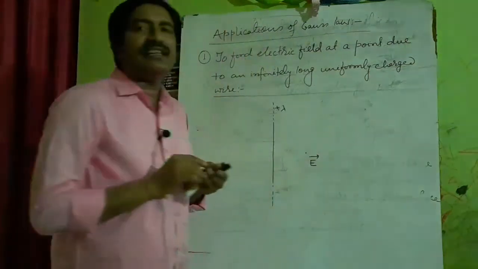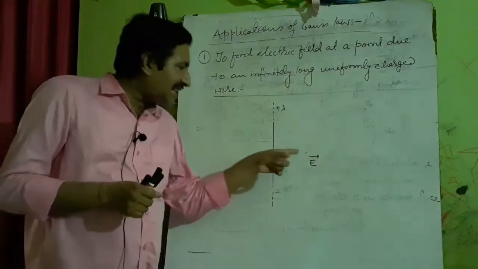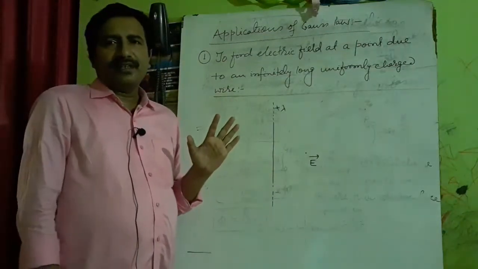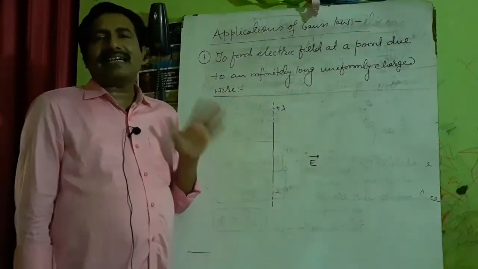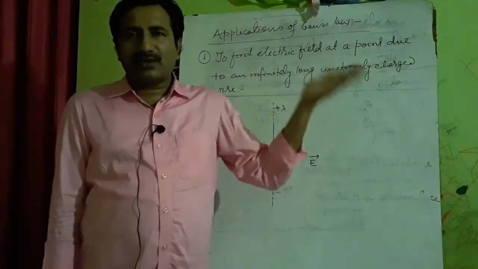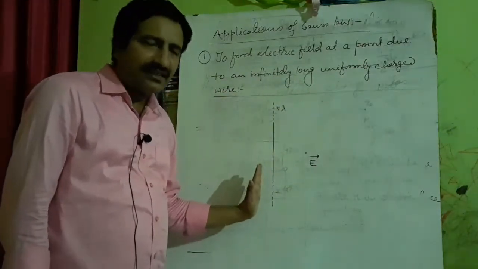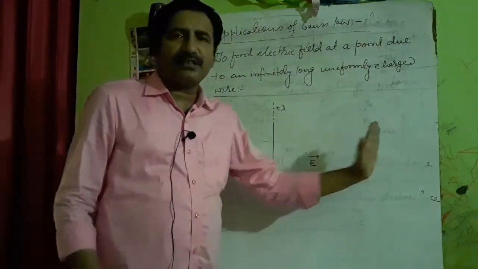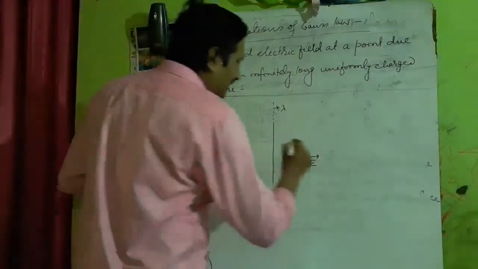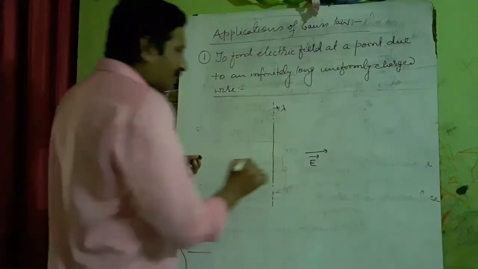You know electric field intensity is a vector quantity. So now you have to think what will be the direction of this E. You already learnt that electric field intensity is away from the positive charge and towards the negative charge. Here this is the positive line charge, so it will be away from the positive charge. That is, the direction of electric field intensity will be like this. Take this point as P.